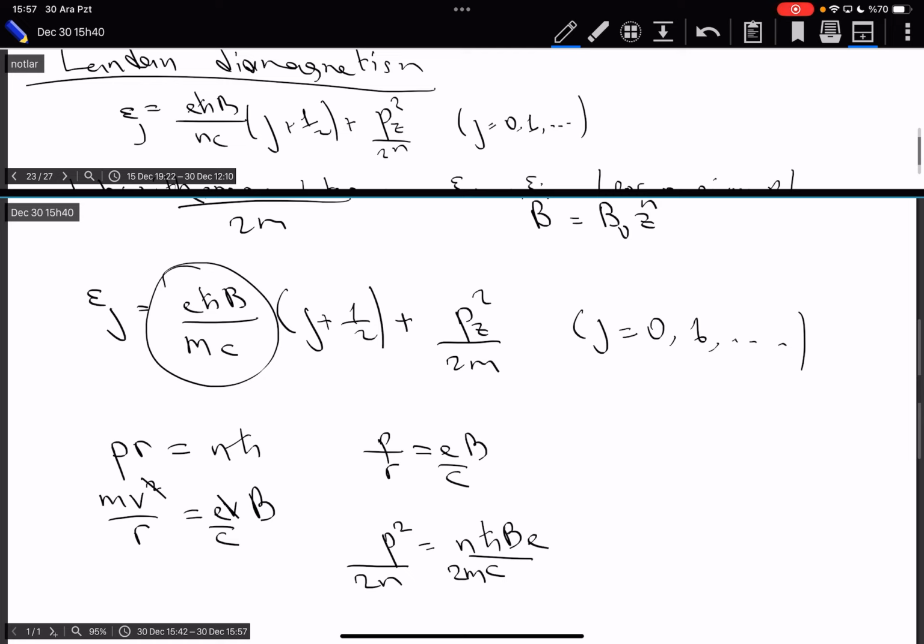You get more states than actually exist, but you do recover the formula. And this is this circular part. This is the part describing the motion along the magnetic field. Now, there's a degeneracy.